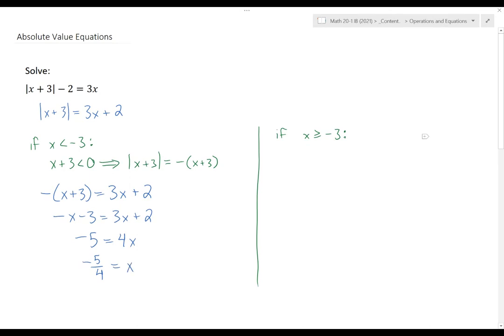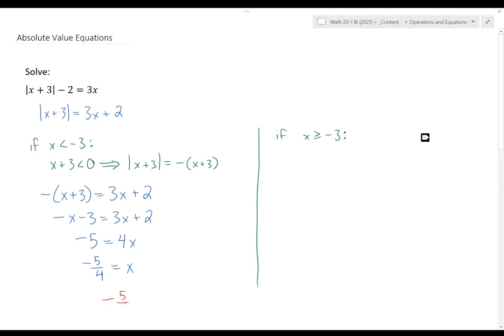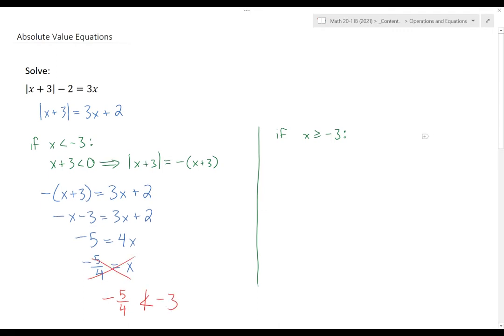But hold on a second here, because this equation is only valid for values of x that are less than negative 3. If x is greater than negative 3, we have a different equation. So because negative 5 over 4 is not less than negative 3, we reject it. There's actually no solution within this domain.